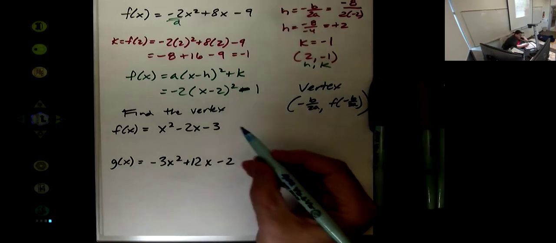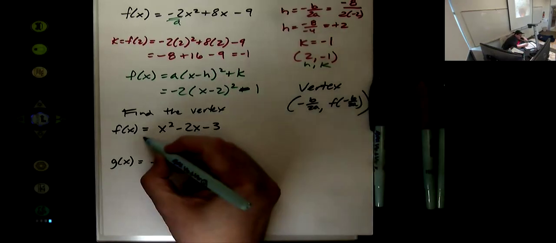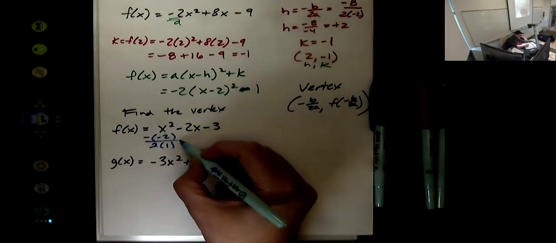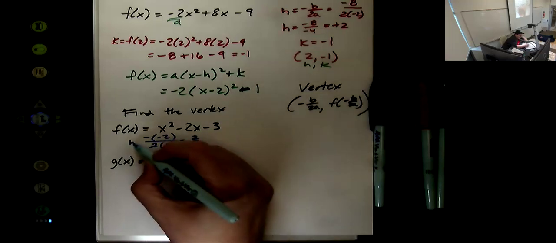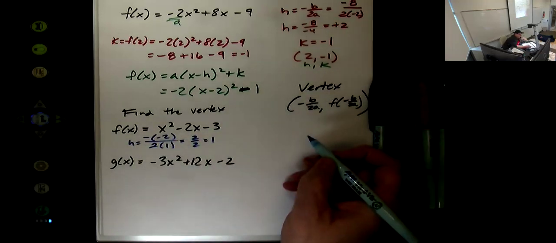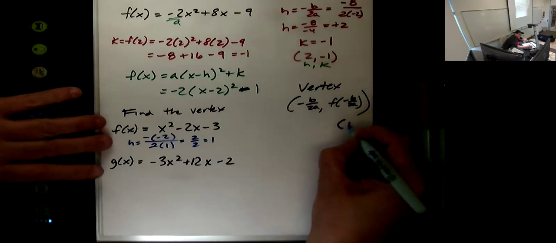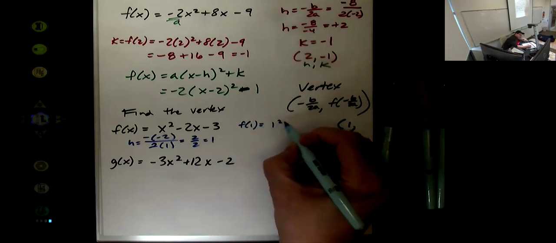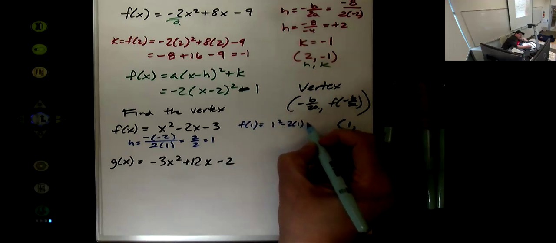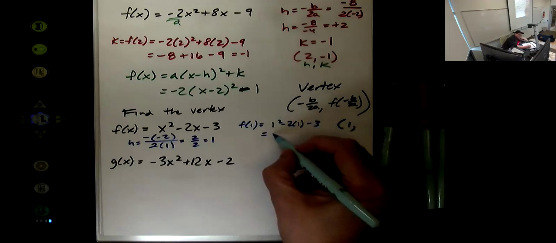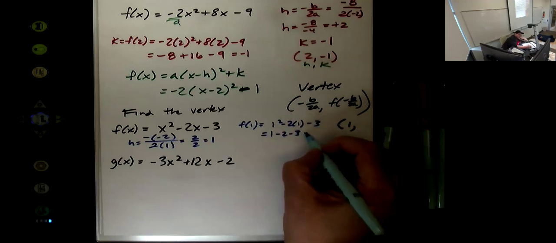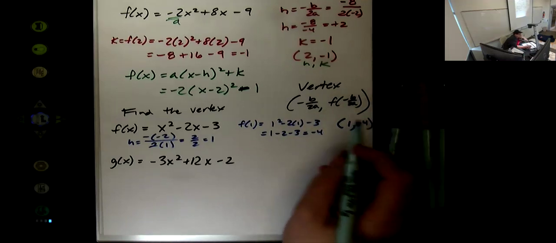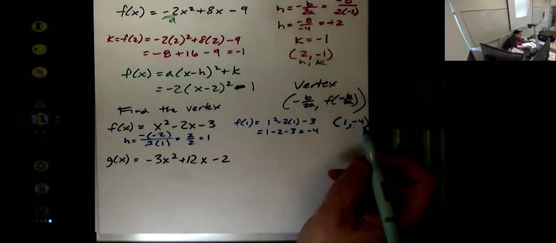Alright. So I'm gonna do negative B, which is -2 over 2A, A is 1. I get 2 over 2 is 1. And if I find my K, 1 squared minus 2 times 1 minus 3. 1 minus 2 minus 3 is -4. You got 1, -4, you've done good.